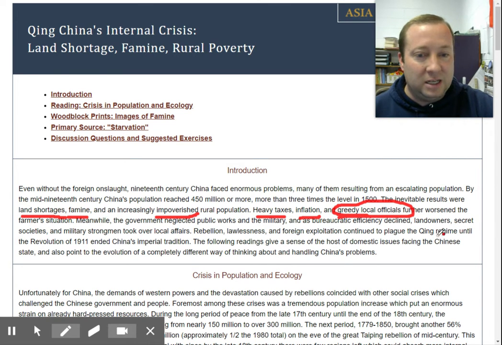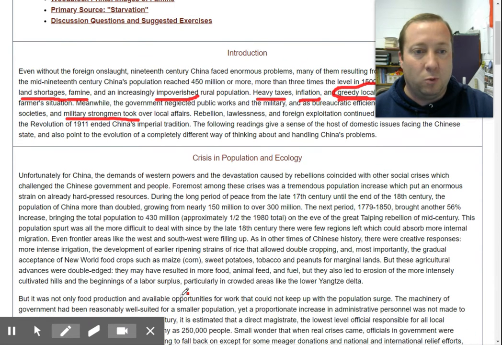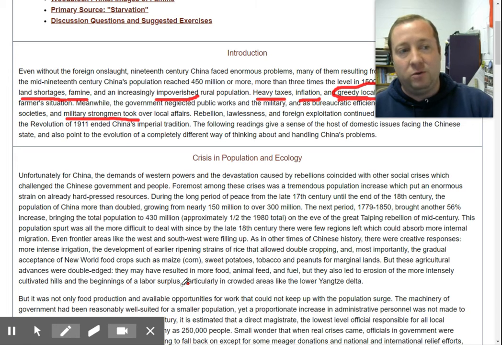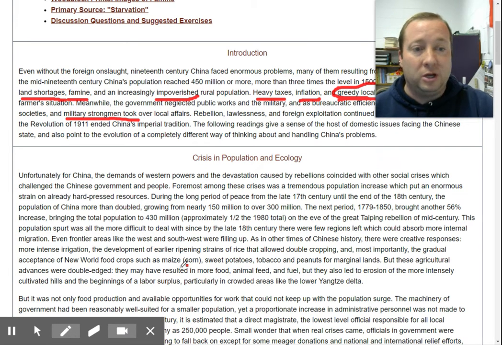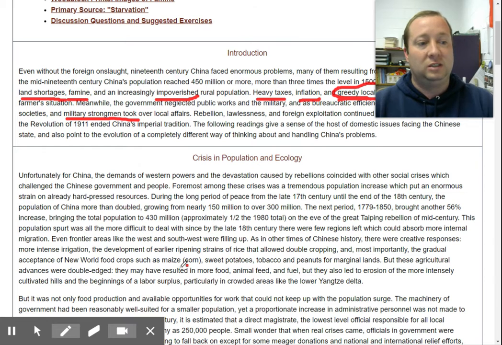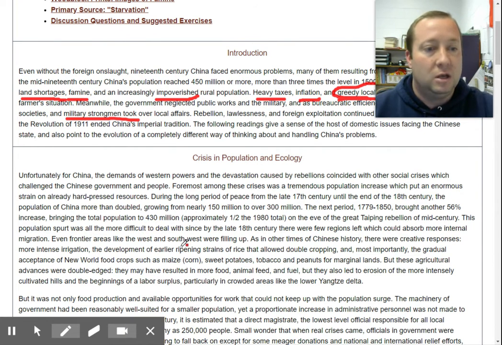Secret societies and local military strongmen took things up. A warlord could rise up and say, we're sick of the government, I will take better care of you than they will. And he'd get a bunch of peasants that would join him. So in this period of time, about the time of the Opium War, there were tons of rebellions, not just the Taiping Rebellion, but other rebellions. So now let's take a look here.